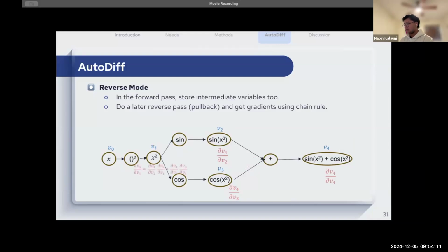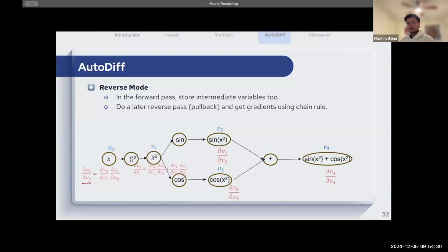And if you move along, once you have the derivatives from v2 and v3, now you can go to v1, do some chain rule, and then you just keep doing this until at the final step you get dv4 by dv0, right? That is the reverse mode automatic differentiation. It's the same thing, but you're just going backwards.